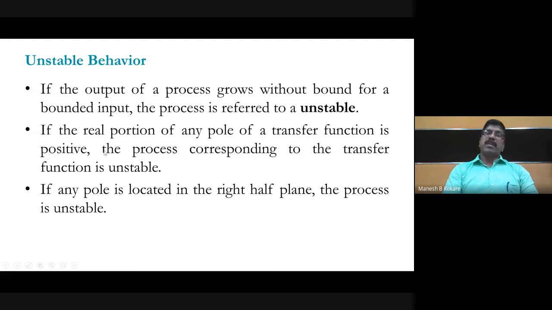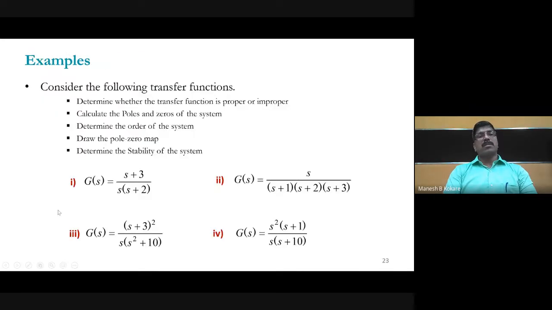Unstable behavior is basically if the pole location is on the right side of the S plane, then the system output will reach infinity when time t is infinity. So the output of the process grows without bound for a bounded input. Even if you have given a bounded input, your output will be unbounded and your system will become unstable. So if the real portion of any pole of the transfer function is positive, the process corresponding to the transfer function is unstable. Basically, if the pole is lying on the right side of the S plane, if the pole is located on the right half plane, the system is unstable, right?